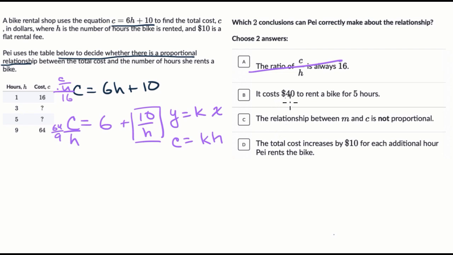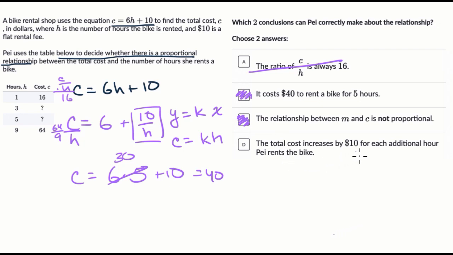It costs $40 to rent a bike for 5 hours. So let's see. If you rent the bike for 5 hours, let me just write it over here. C is going to be equal to 6 times 5 plus 10. This is 30, so 30 plus 10 is indeed equal to 40. So I like this one. The relationship between H and C is not proportional. Yes, we already established that. So I like that one too. So this last one should be wrong.